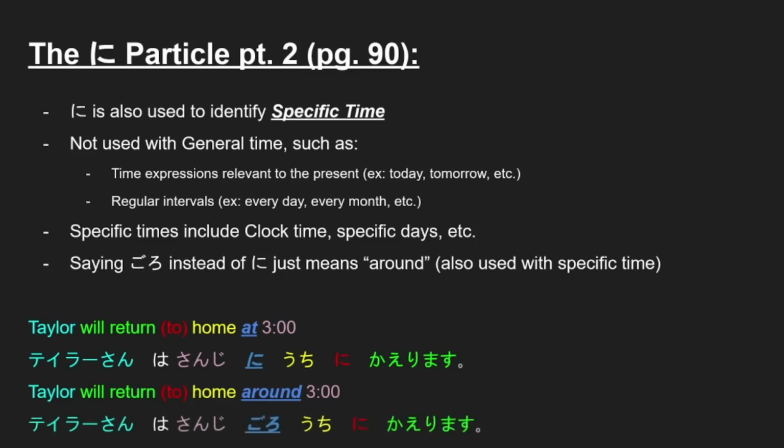And then this is just using goro instead of ni. So, sanji goro uchi ni kaerimasu. Taylor will go home around 3.